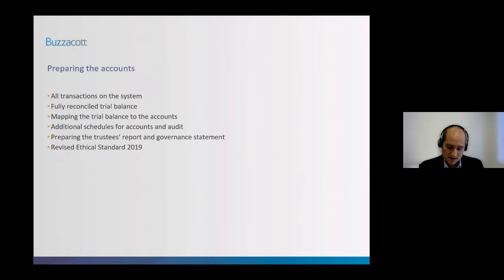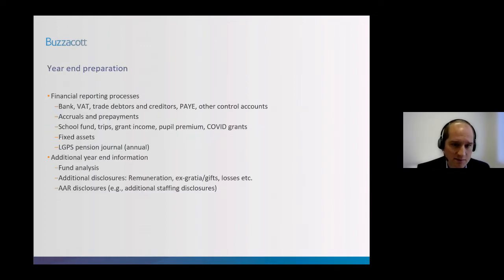So over on the next slide, looking at that year-end preparation. Now, given the current requirements in the Academy Trust Handbook, Academy Trusts will be doing a lot of the balance sheet information on a monthly basis in any case, so all of the key reconciliations of bank, VAT, etc. will be happening throughout the year.